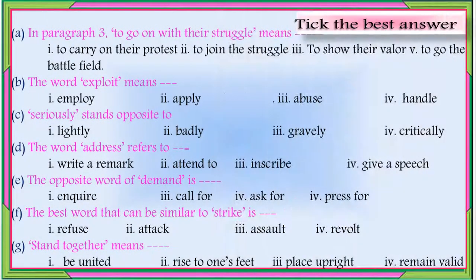Dear student, now take the best answers from the alternatives. In paragraph 3, to go on with their struggle means to carry on their protest. To carry on their protest. Question B. The word exploit means abuse. Question C. Seriously stands opposite to what? Yes, you are right.